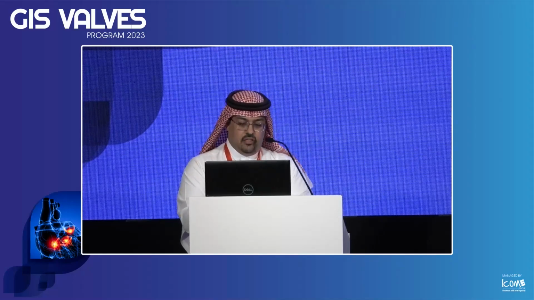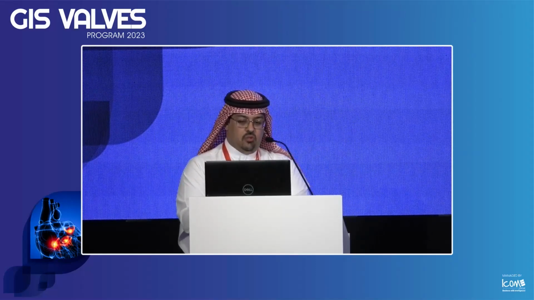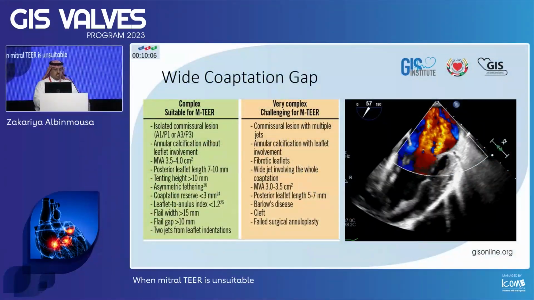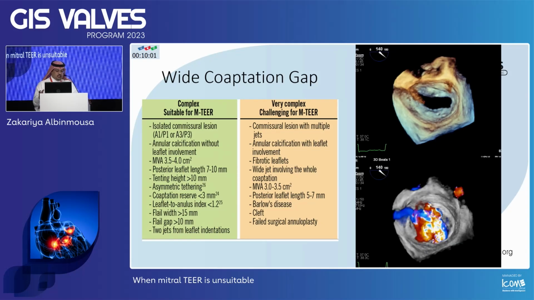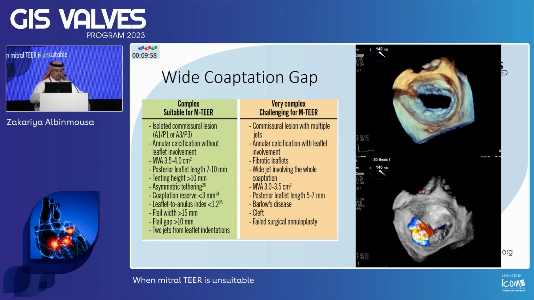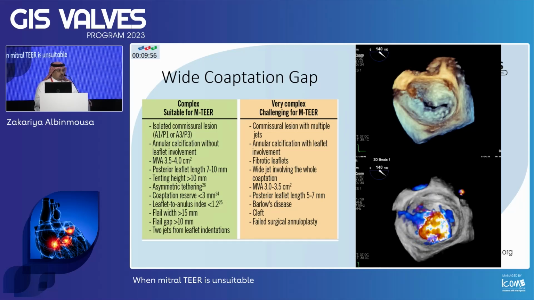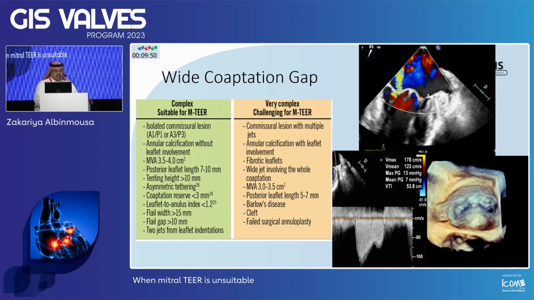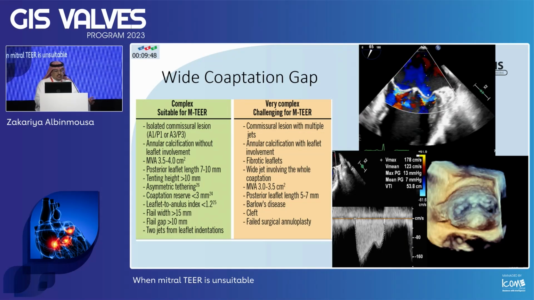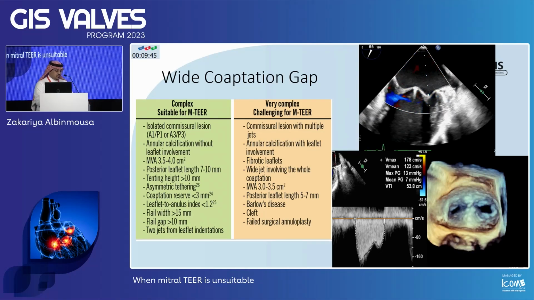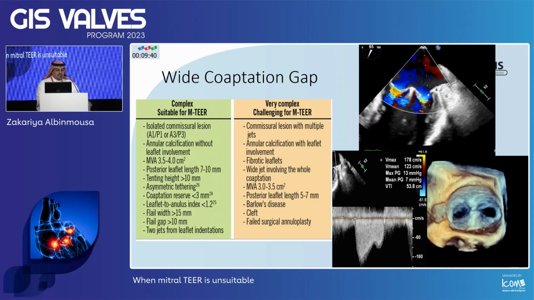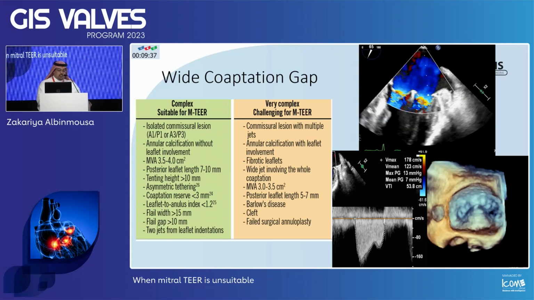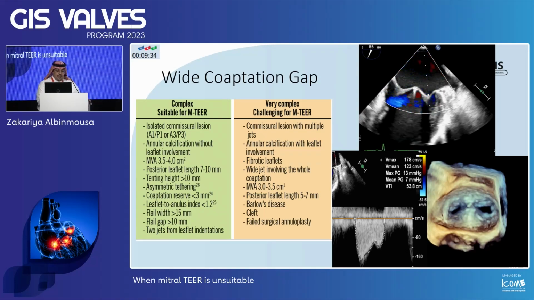Another difficult situation is when you have a very wide gap involving the whole mitral valve with no coaptation at all. The MR is throughout the coaptation line. This might also be a challenging case to start with. But again, you might try to do the mitral TEER with a less optimal result, and if the gradient doesn't allow you, then you have to stop there and accept this result.